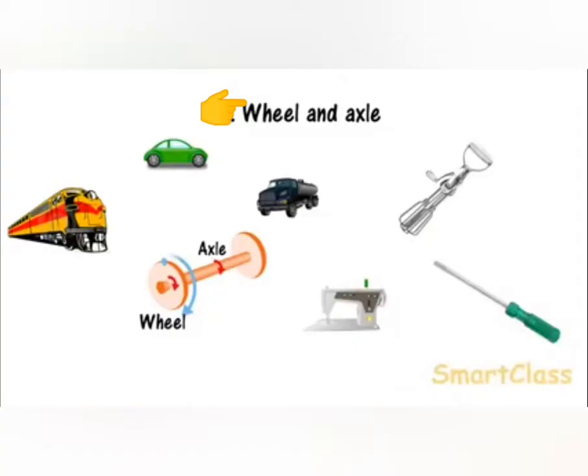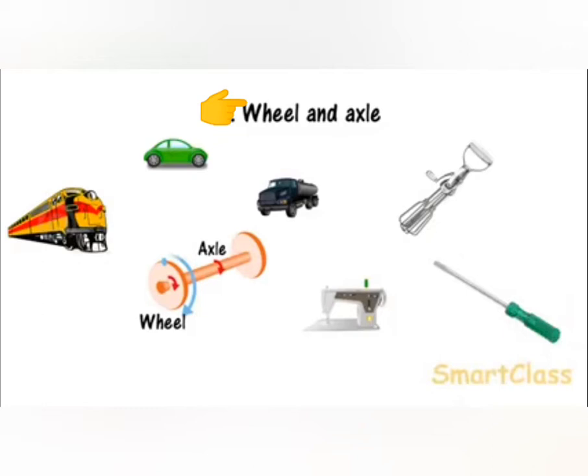The next simple machine is the wheel and axle. A wheel becomes a machine when it is attached to a rod or an axle. A wheel with a rod fixed to it is known as a wheel and axle arrangement. A wheel and axle arrangement is used in steering wheels, bicycles, sewing machines, etc. It helps us to turn something more easily by changing the direction of the force.